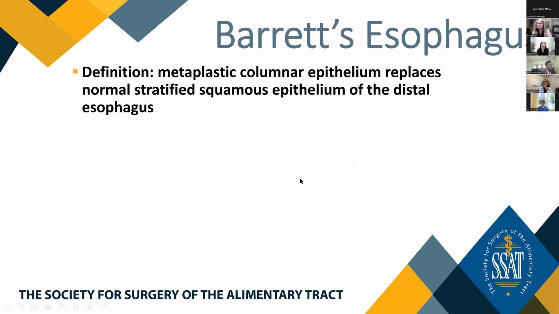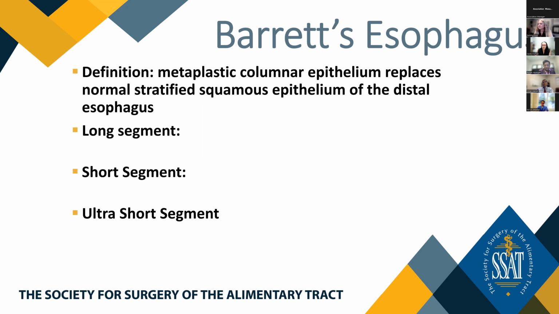So this is our interactive part. Everyone get ready. We all know Barrett esophagus is the metaplastic columnar epithelium that replaces normal stratified squamous epithelium of the distal esophagus. But can anyone tell me the designations of Barrett's esophagus? Or maybe I'll start off by saying you have segments. So what is the distance that qualifies all of these different segments?